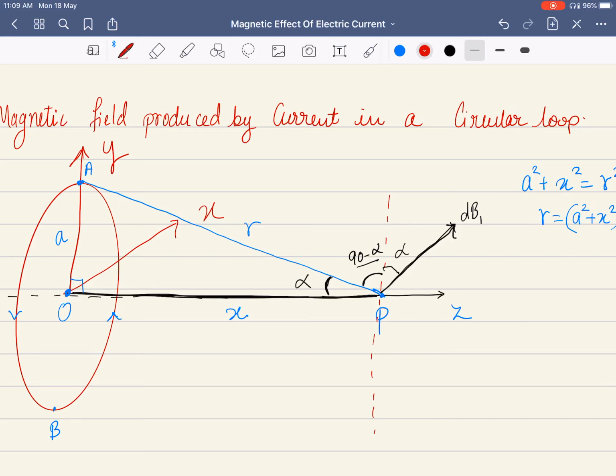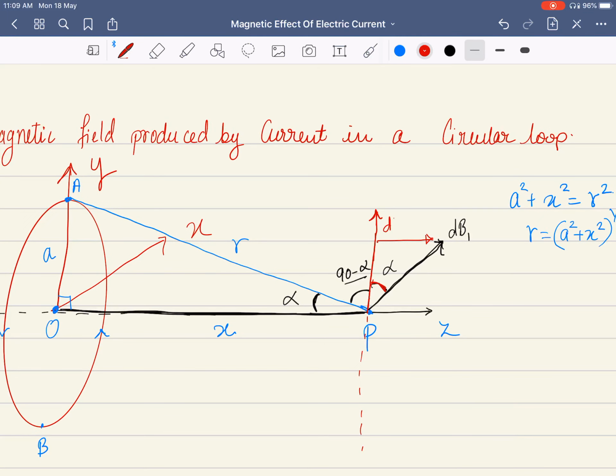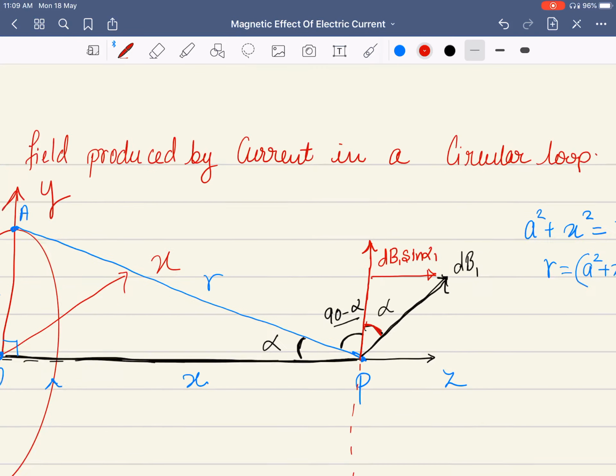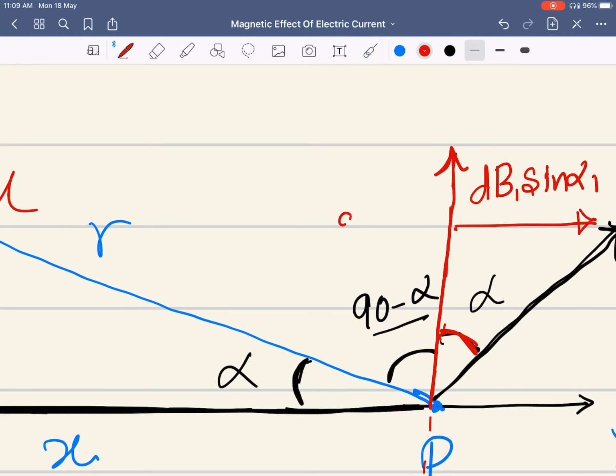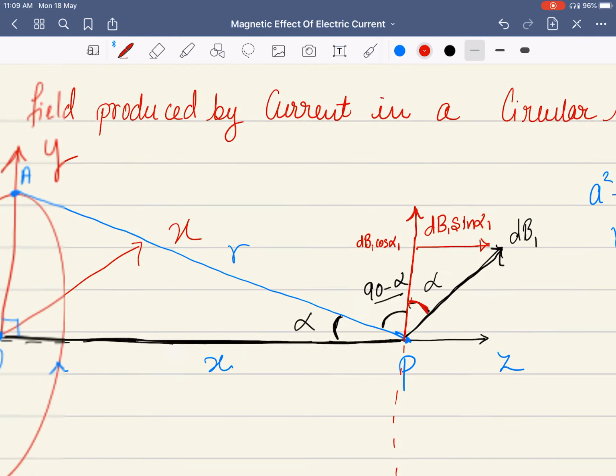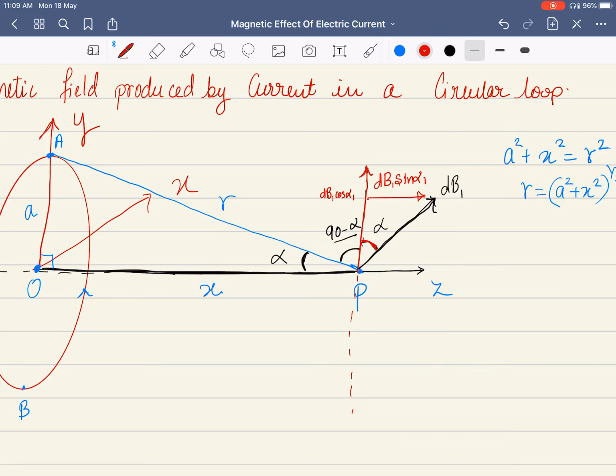So now we have two components of delta B1. One is adjacent to the angle, and the second one is perpendicular to the angle, opposite. The opposite component we can say as delta B1 sin alpha, and the adjacent component I can say as delta B1 cos alpha. Getting it clearly? So we have two components: delta B1 cos alpha moving upward and delta B1 sin alpha moving to the right.